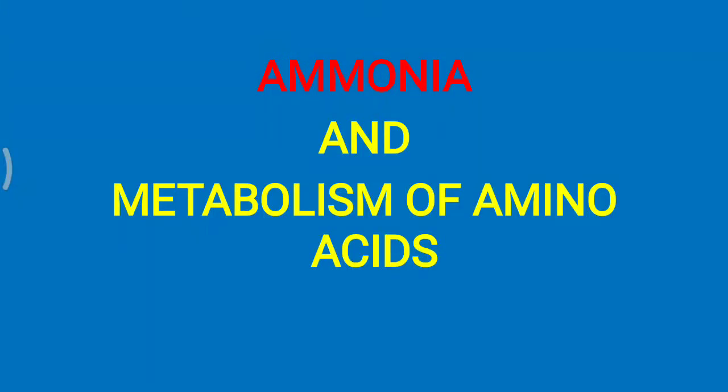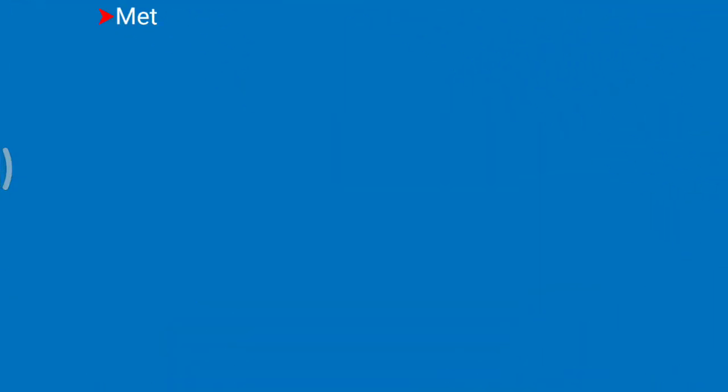Today's topic is about ammonia and metabolism of amino acid. Simply, metabolism of amino acid ultimately forms ammonia, and ammonia is an important molecule and it is very dangerous for our body. How it is generated due to this metabolism of amino acid, that we will look at in this video. So first, about metabolism of amino acid.